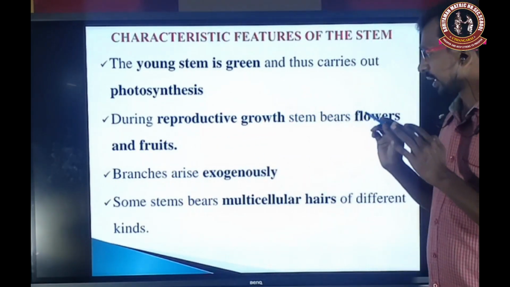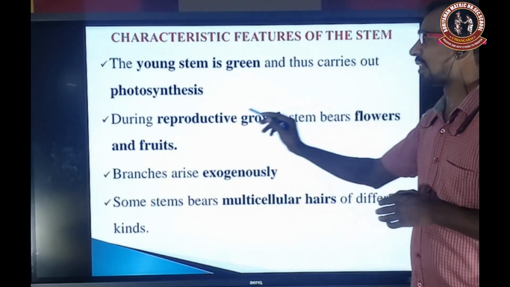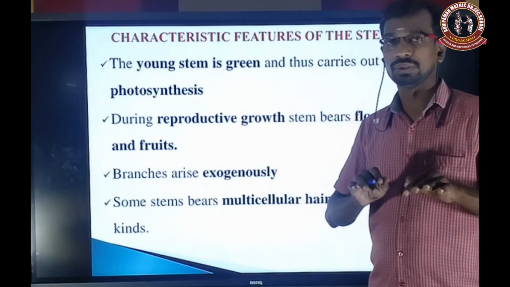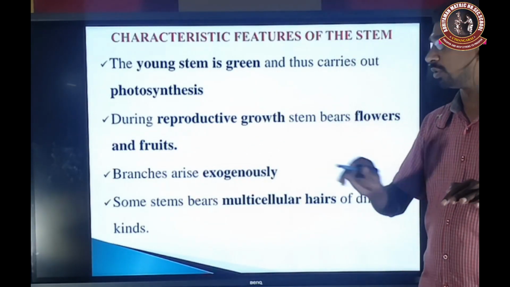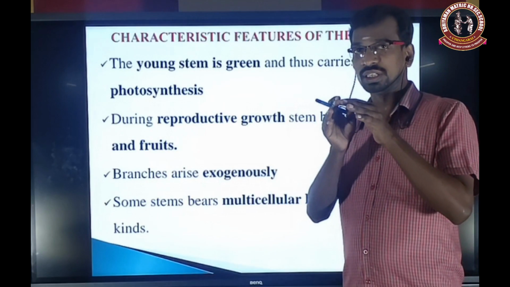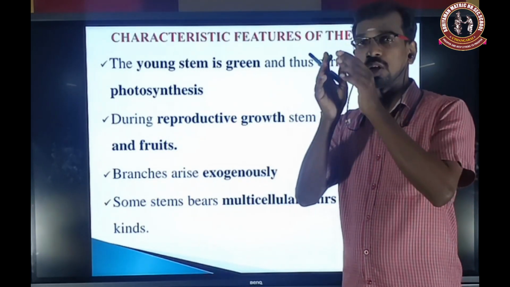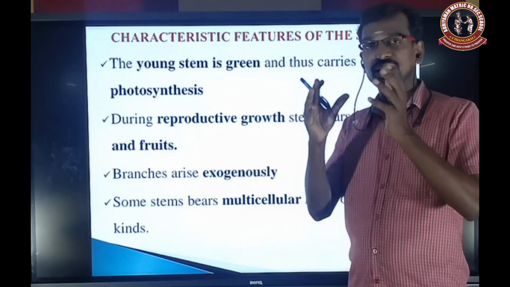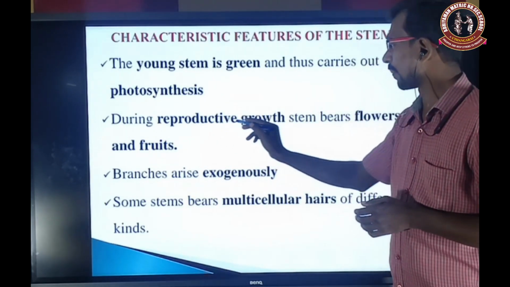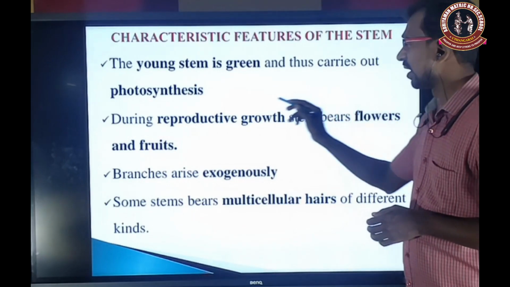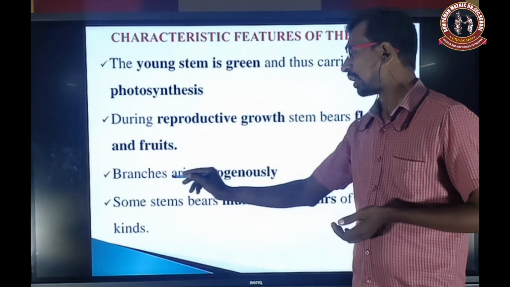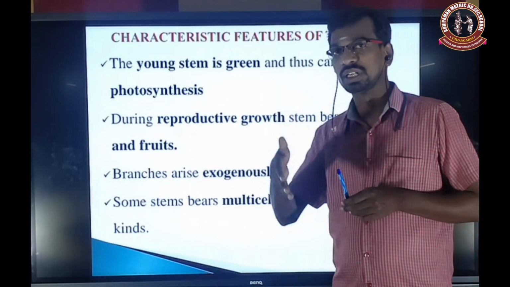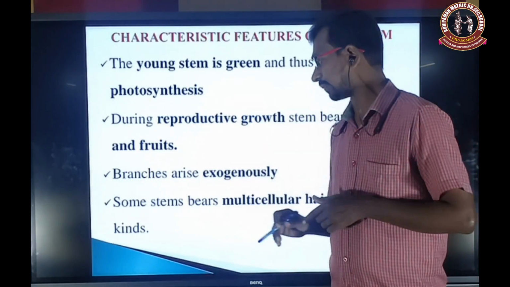During the reproductive growth, the stem bears flowers and fruits. Flower formation indicates that the stem is undergoing reproductive growth. After fertilization, the fruit is formed. The branches are exogenous; all the branches are formed from the outer surface.